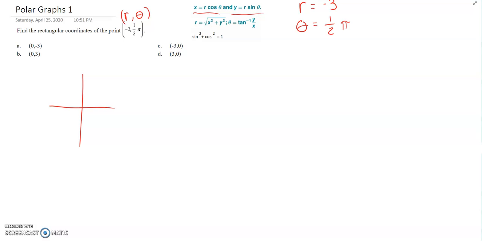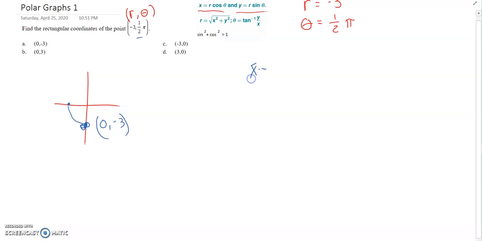graph drawn and you use the polar coordinates, you go out to -3 from the standard position, so -3, and then rotate it 1/2 pi. It's going to be down here at (0, -3). So it should be answer choice A. Let's check using the equations just to make sure.